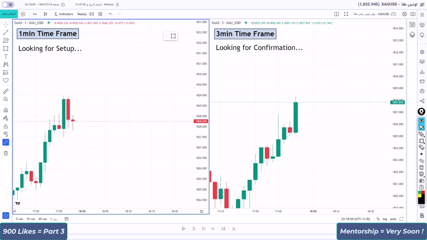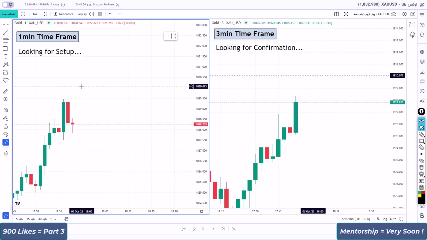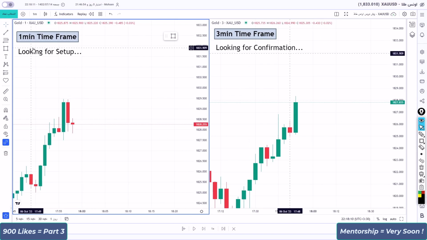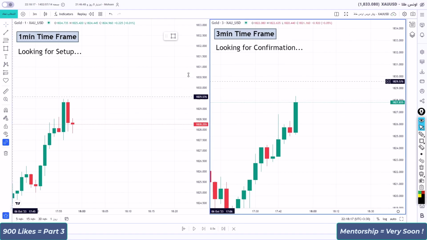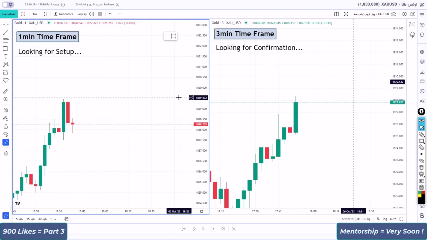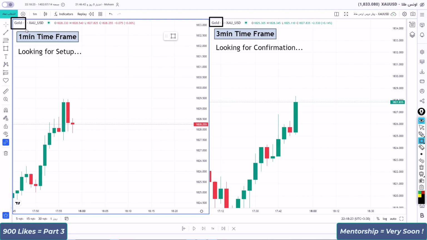Okay, now look at this example, guys. I was thinking of an idea to show you the 1 minute time frame and the 3 minute time frame at the same time, and then I came up with this idea of playing them side by side. So we have the same chart here, which is gold in this case. It doesn't matter which chart it is, we just need a chart. It can be Euro USD, it can be AUD CHF.